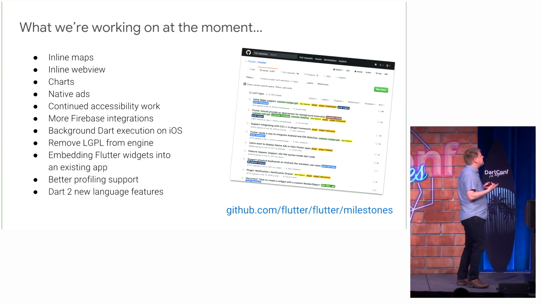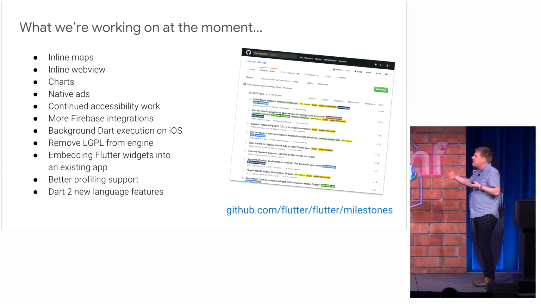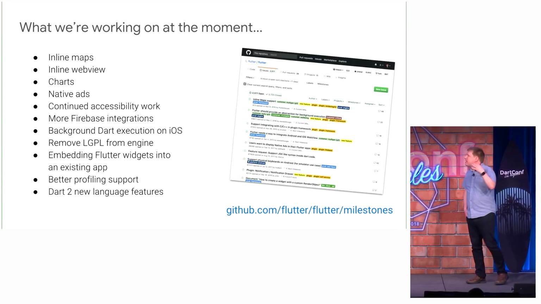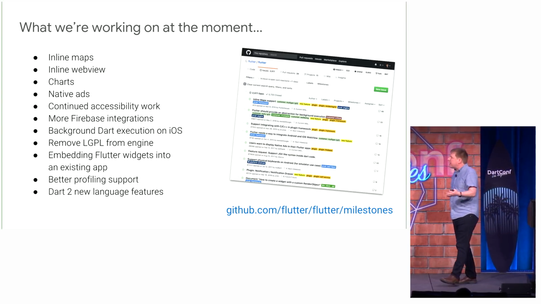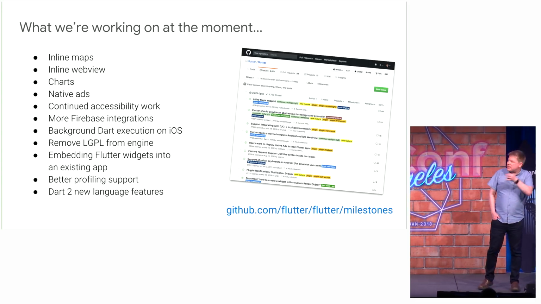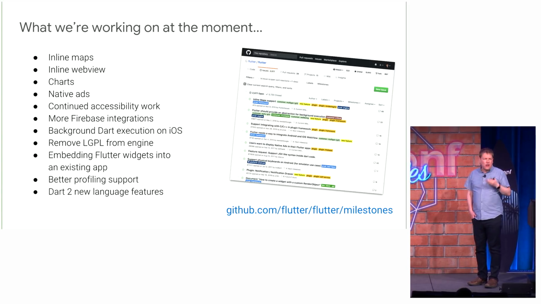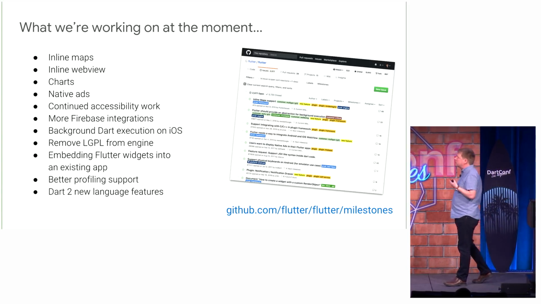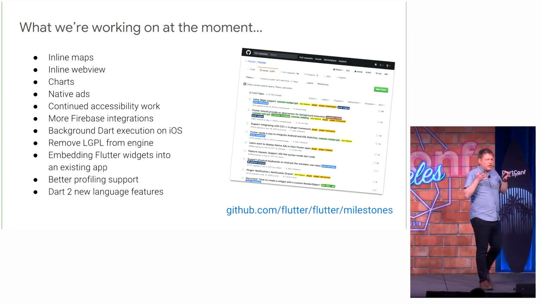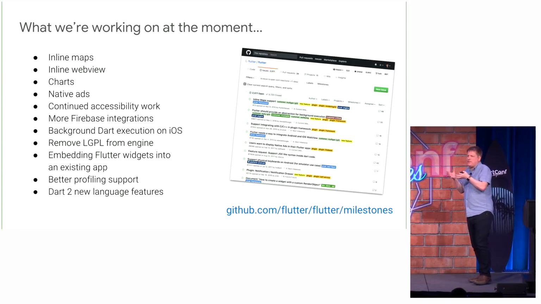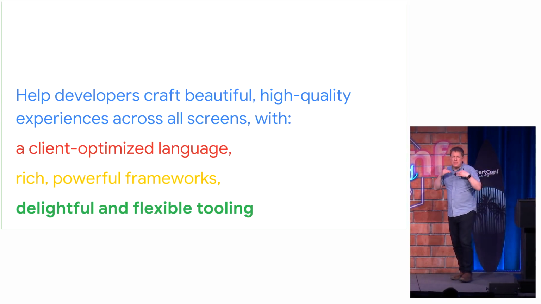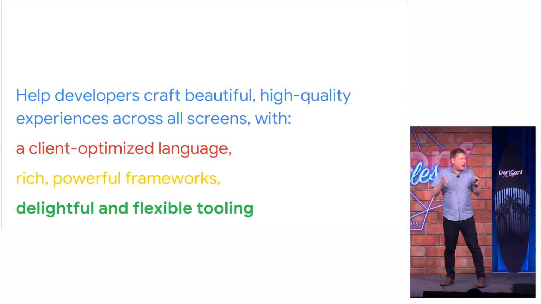We're doing continued work on accessibility. We already have accessibility support, but that's a journey we're continuing to work on. We're adding increased support for performance, for text rendering. We're adding new language and tooling features, like embedding Flutter widgets into an existing app and profiling. So check it out. There's the website there where you can see everything that's on our radar. We also love receiving your pull requests, your contributions, your issues, so we can continue to make sure that we build with Flutter a framework and an SDK that is perfectly suited for the needs that you have as a client app developer.